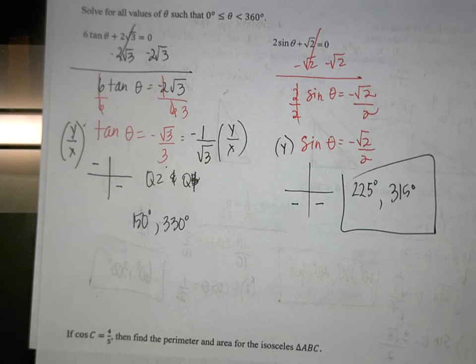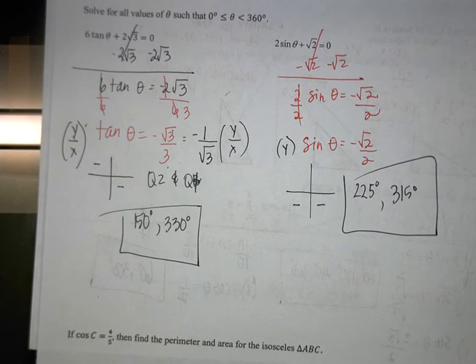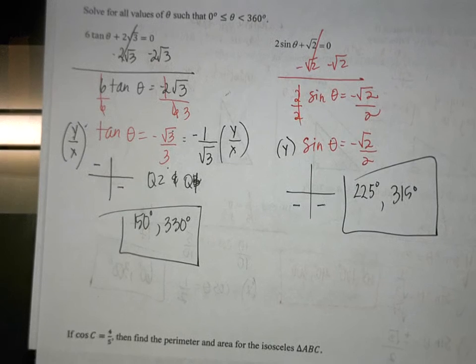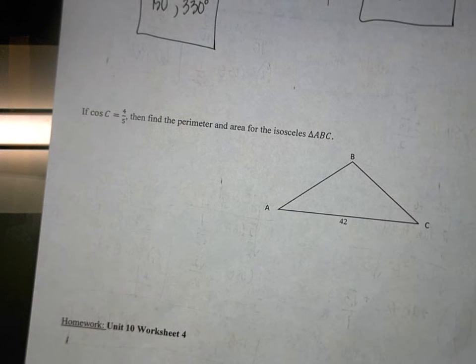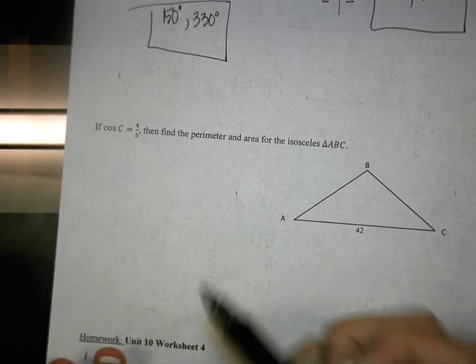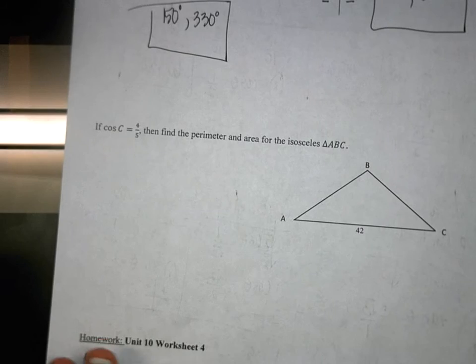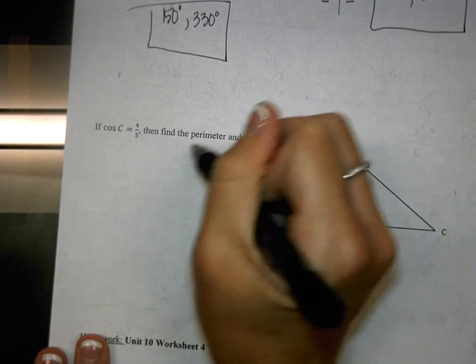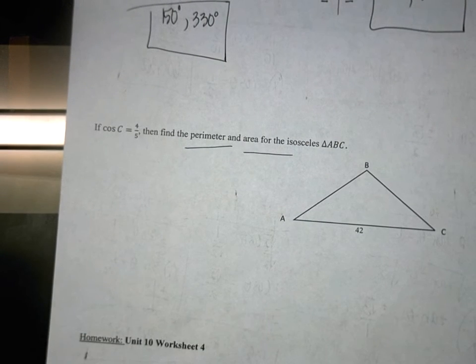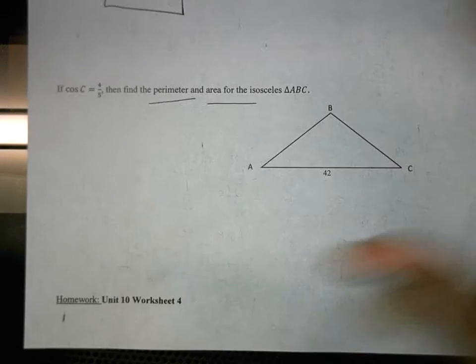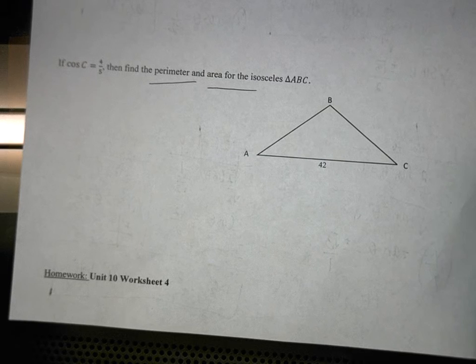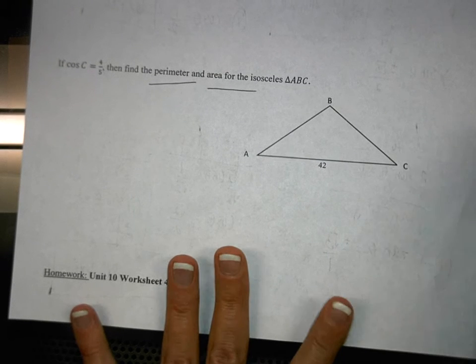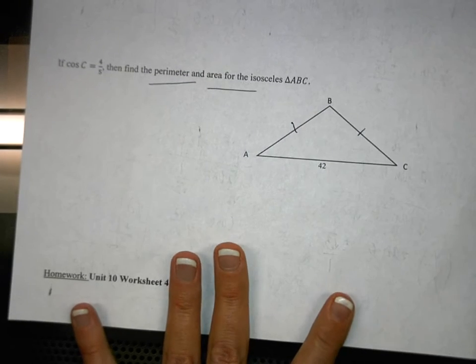Okay, questions. Do you guys feel like it makes sense? Pretty easy? Okay. Last one. This one is slightly a review, a little bit. This tells us that the cosine of C equals 4 over 5. And they want us to find the perimeter and the area of this isosceles. So first of all, when it says it's an isosceles triangle, what is it telling us? Actually, more specifically, it means that these two sides are the same.